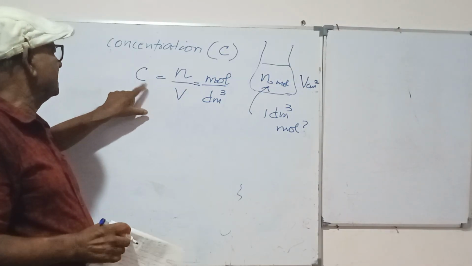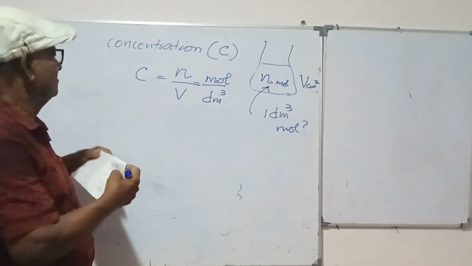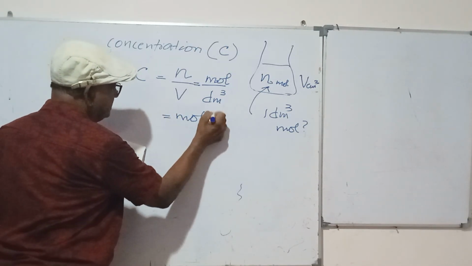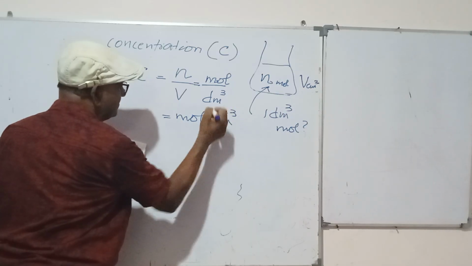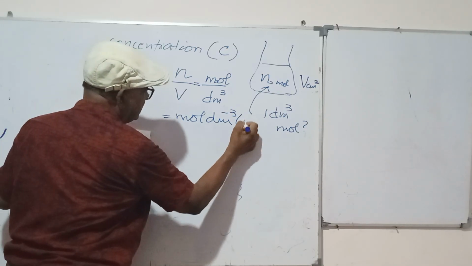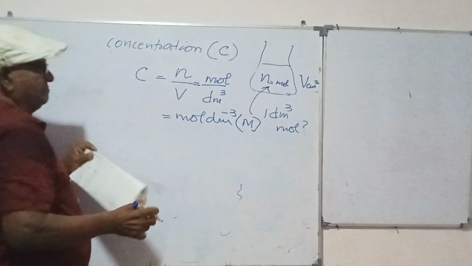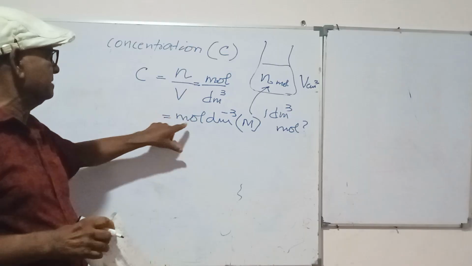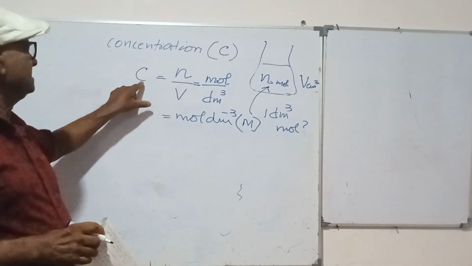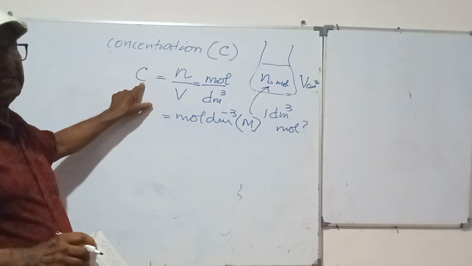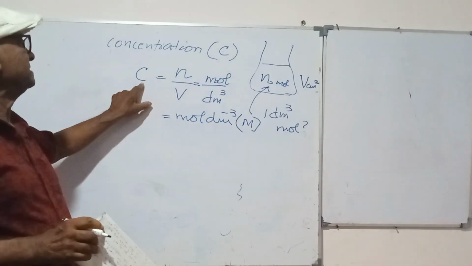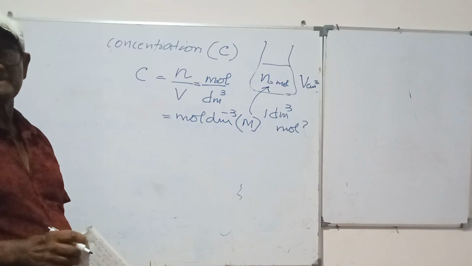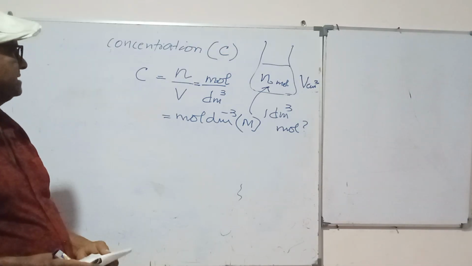Then if we want to calculate concentration, what is the unit? Moles per cubic decimeter. It is given as capital M. Moles per cubic decimeter: 1 cubic decimeter contains how many moles of the solute? This is the fundamental equation. Most of the problems are related to this equation. This is the mother equation, the fundamental equation. Right? Is it clear?